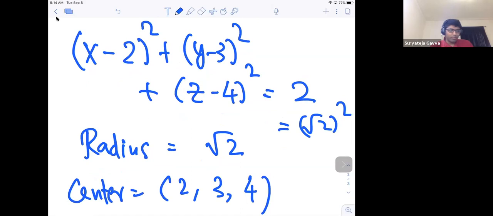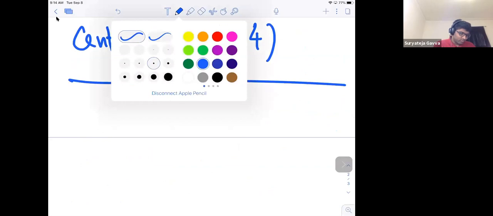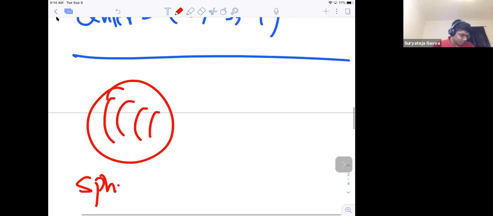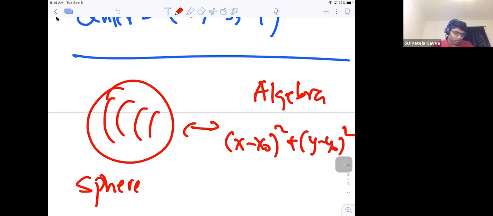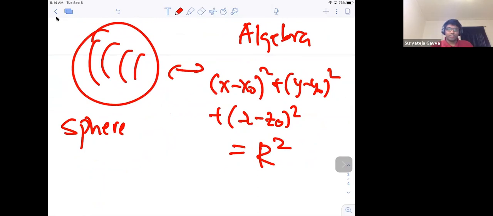So this is the connection. In your minds, you have these spherical things, which is the geometry, but algebraically you should also have this idea: x minus x0 squared, plus y minus y0 squared, plus z minus z0 squared equals the radius squared. So the center is x0, y0, z0, and the radius is r, with r squared on the right. You have to map these two objects.